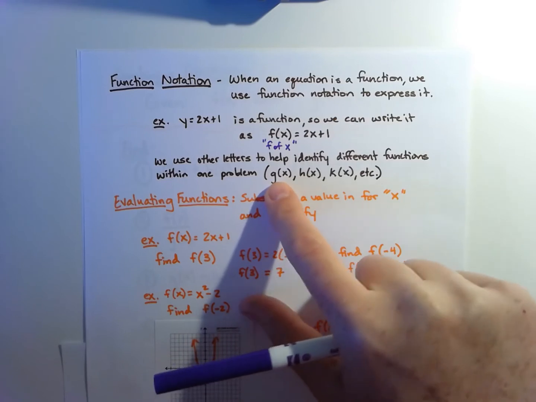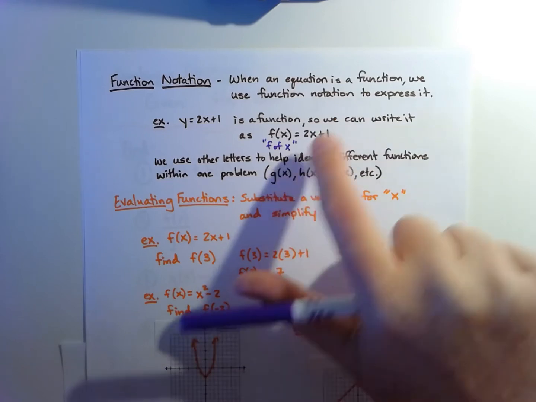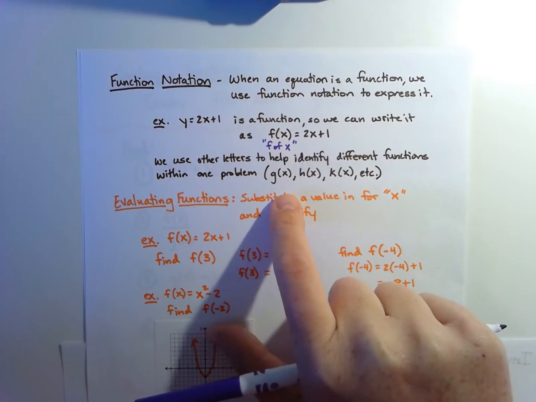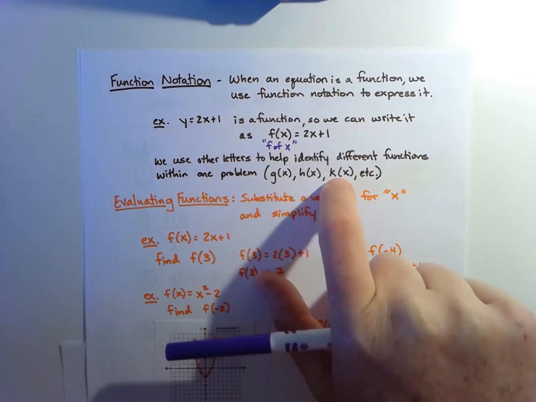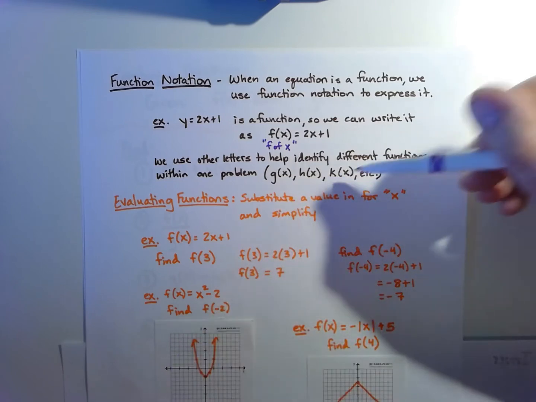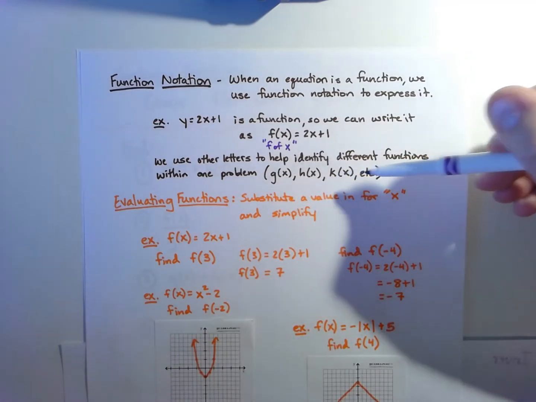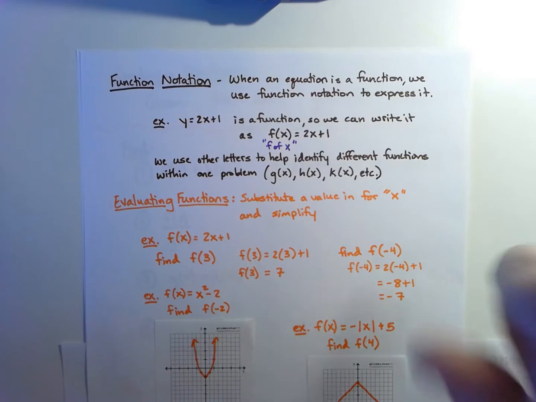They're kind of like your name. Like g of x would name a different function if we were working with more than one at one time. We can use h of x, k of x, any letter, but usually we put the x in there because it's a function of x is what we're talking about.